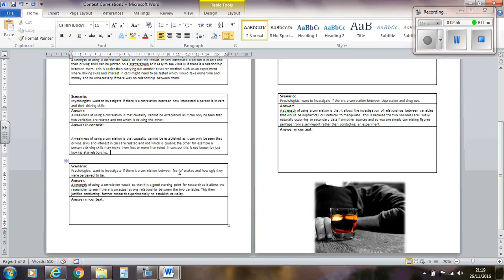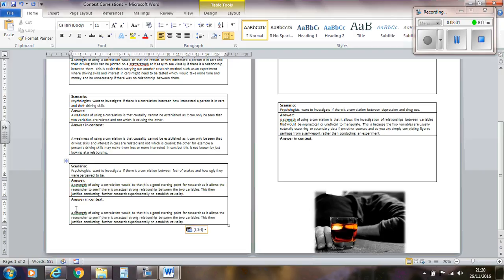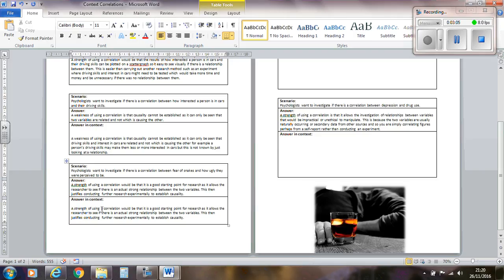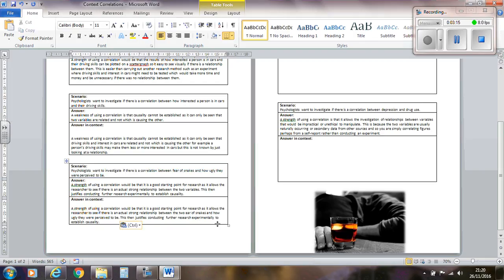Psychologists want to investigate the correlation between fear of snakes and how ugly they are perceived to be. So we've got a strength of using a correlation: that it's a good starting point for research, as it allows the researcher to see the natural strong relationship between fear of snakes and how ugly they are perceived to be. So that just replaces that one.